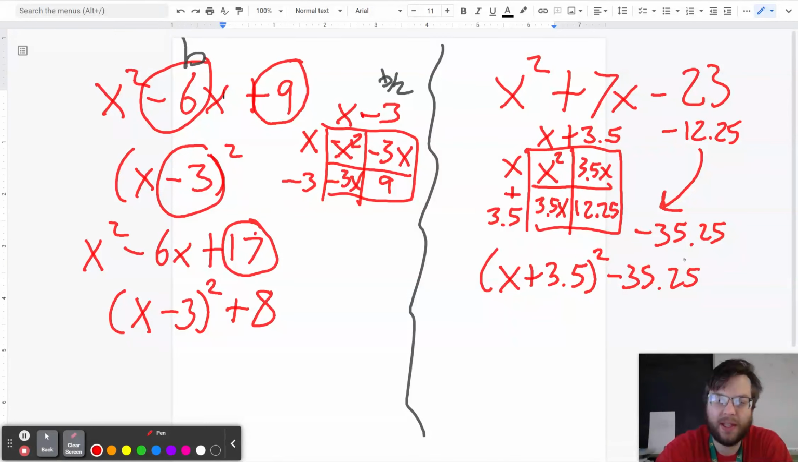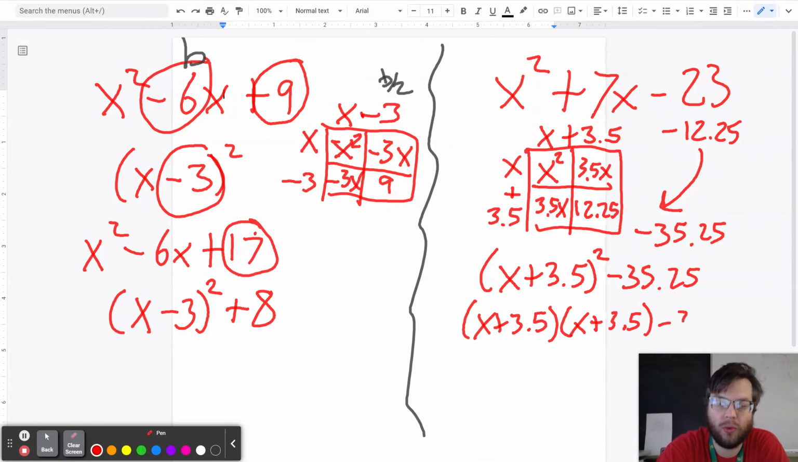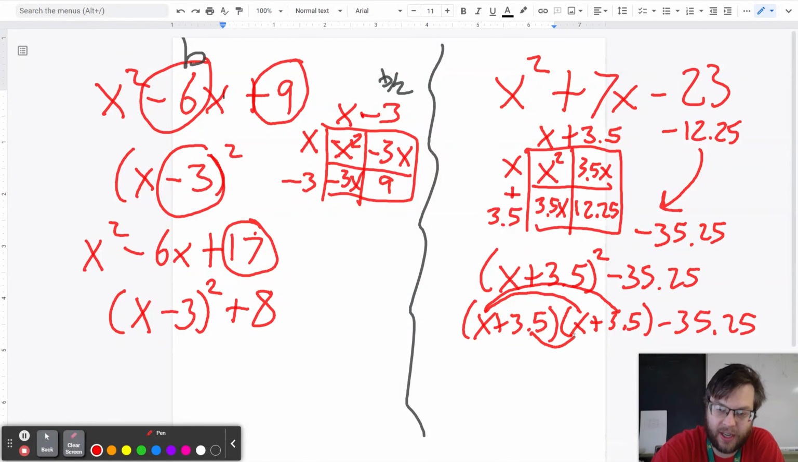And the reason that works is, if you write this out and multiply it, x plus 3.5 squared means you write it down twice. Just showing you why this is valid. If you multiply it out, there's your x squared. There's half of 7x. There's the other half of 7x. There's 12 and a quarter. Combine that with the negative 35 and a quarter, and you'll get back to negative 23.